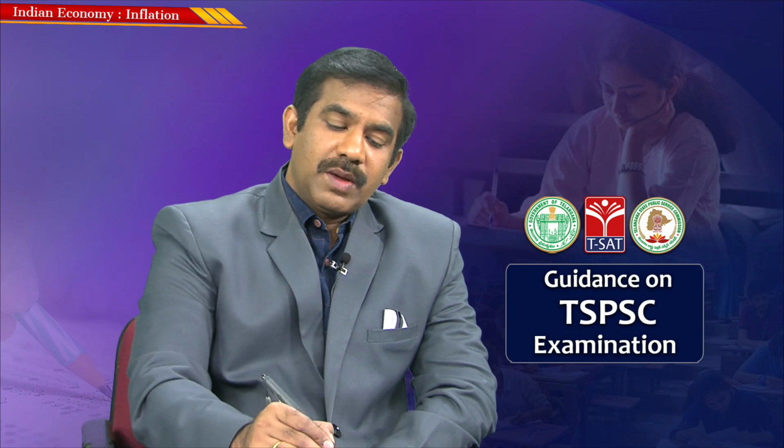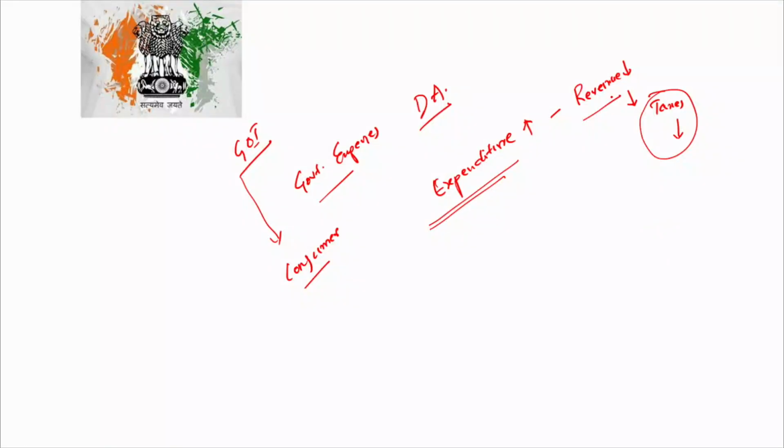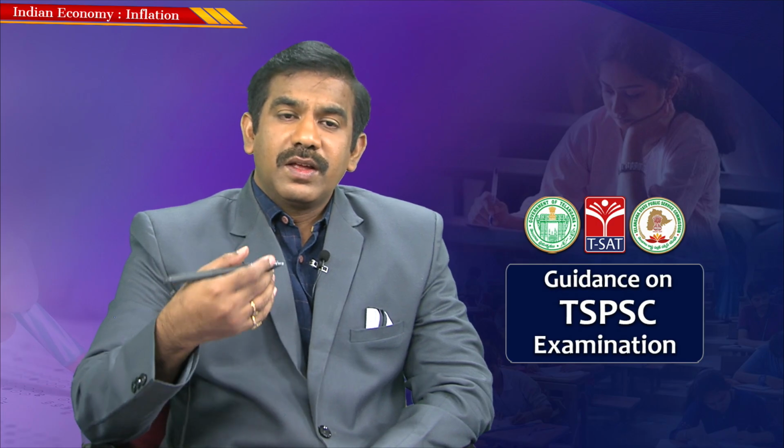So as a result, what happens when expenditure increases and revenue decreases? The gap between expenditure and revenue, that is what we call a fiscal deficit, increases. So when the deficits are high, what should be the impact? What do you think the government has to do? It has to borrow more money. Borrowing might increase, isn't it? So that's how inflation not only has an impact upon a common man like you and me, it would also have an adverse impact upon the government too.